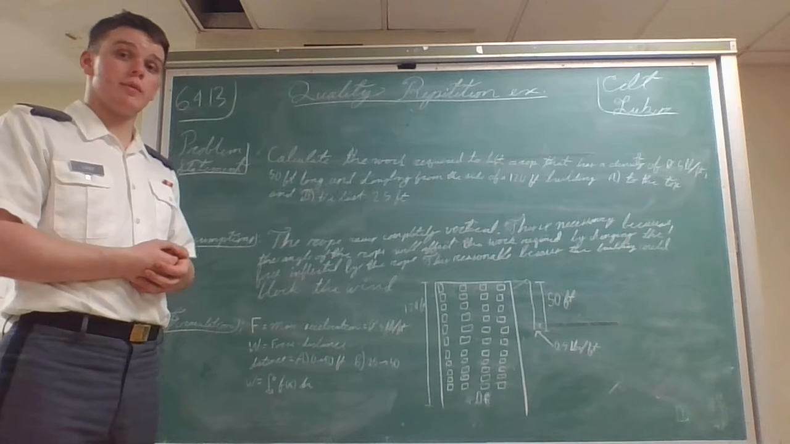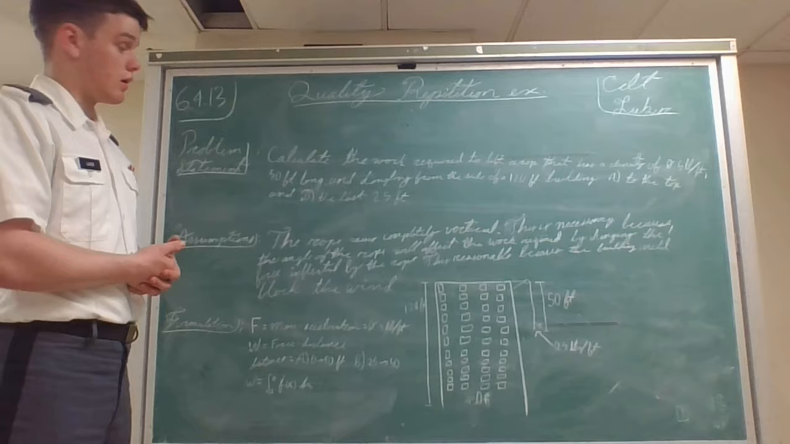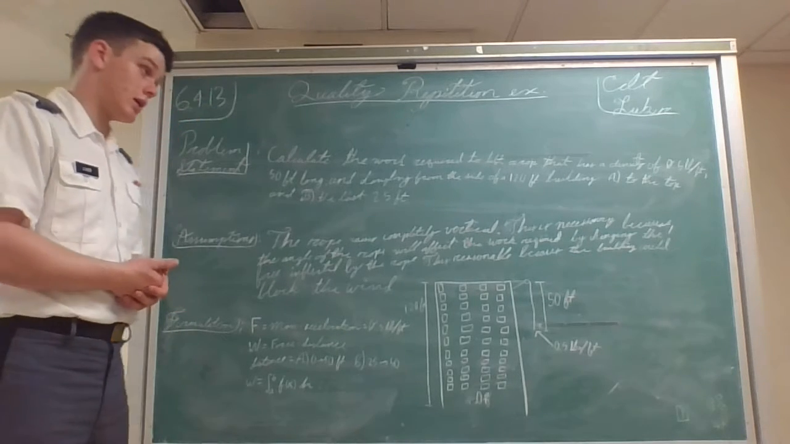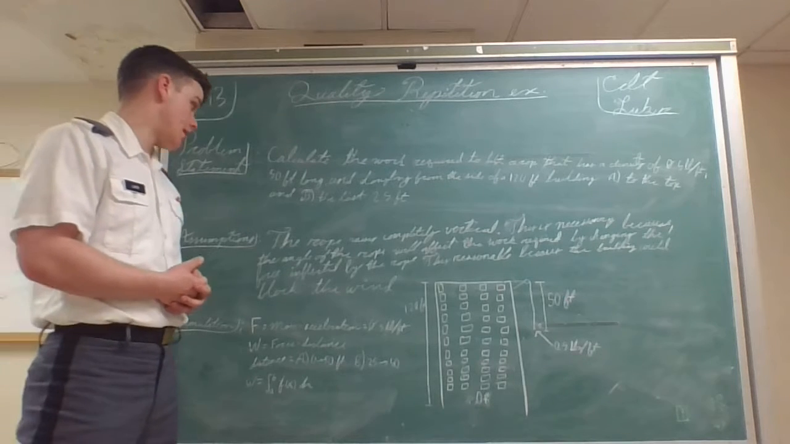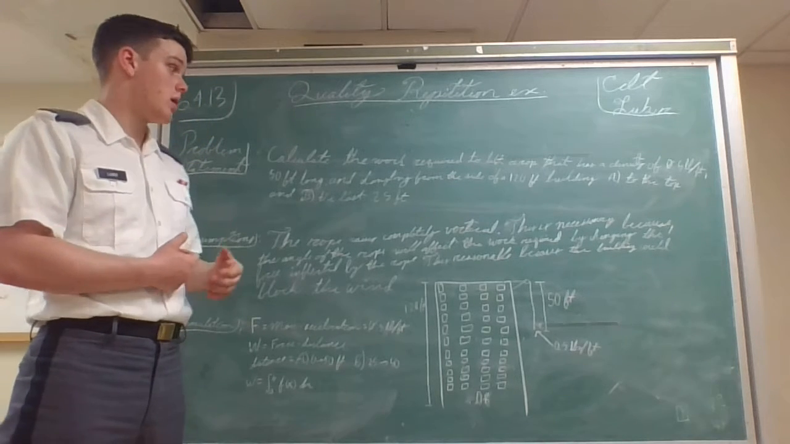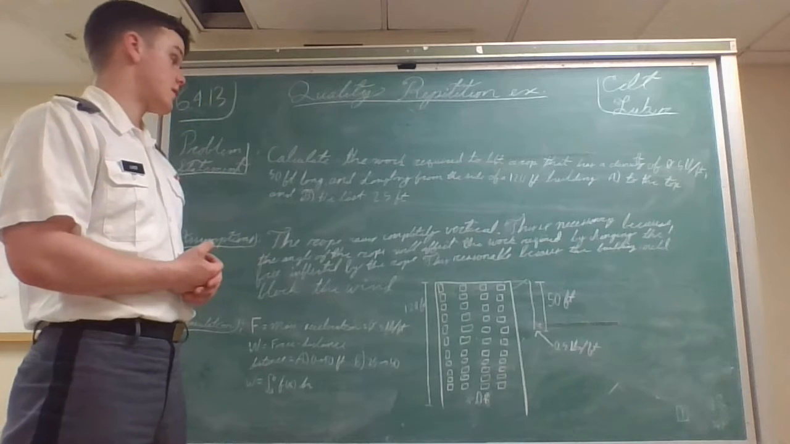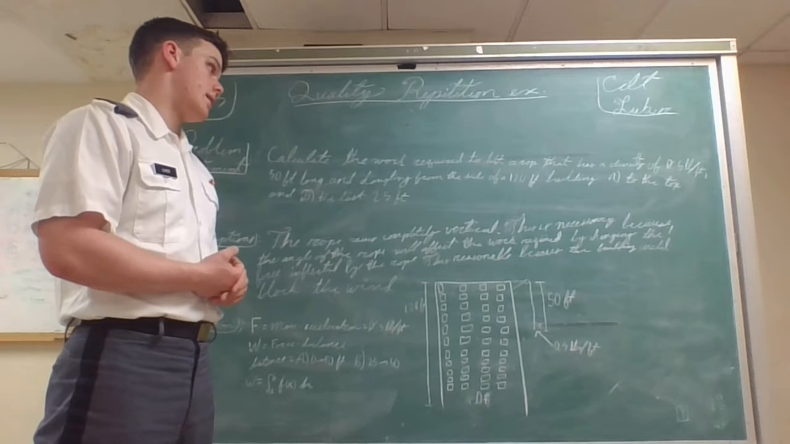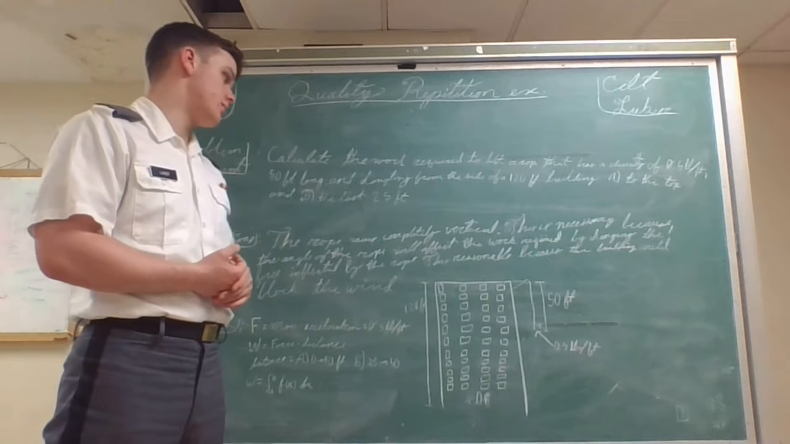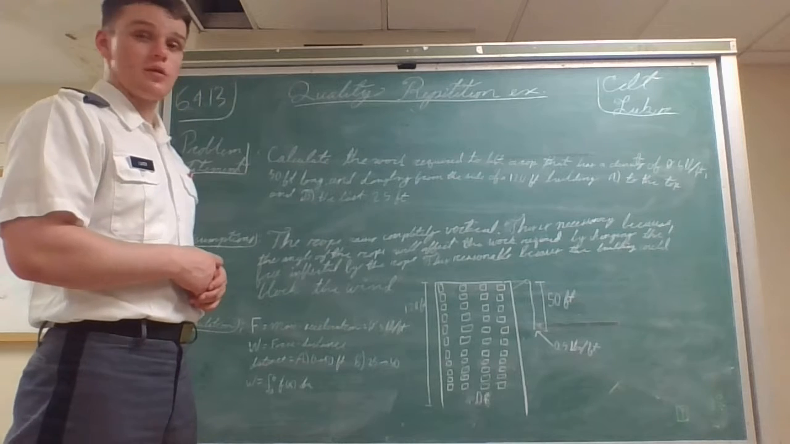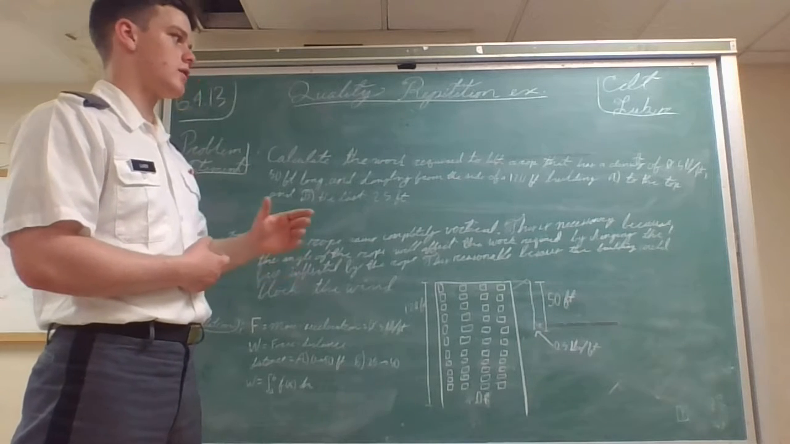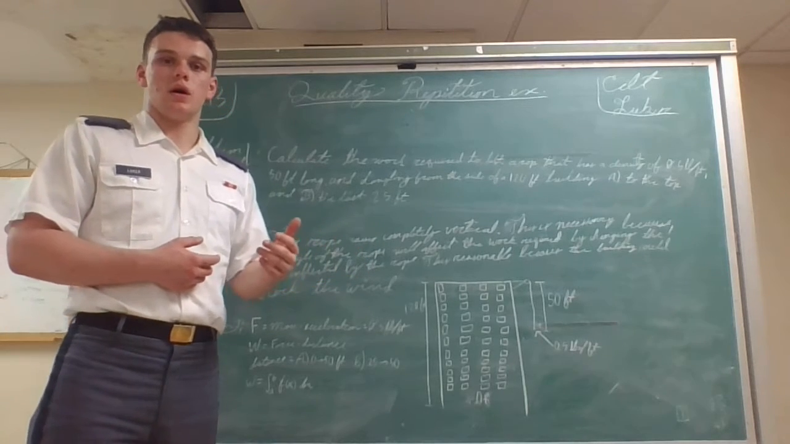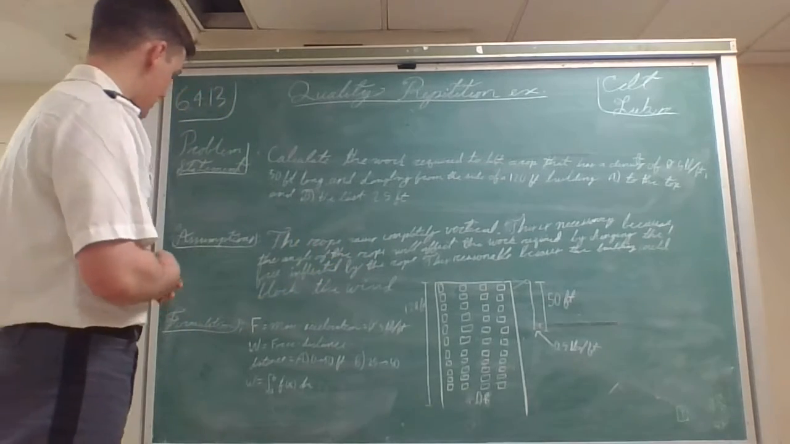The second step of the quality rep is assumptions. It is important for the assumptions that you outline why it is necessary and why it is reasonable to make it a good assumption. For this particular problem, my assumption is that the rope raises completely vertical. This is necessary because the angle of the rope will affect the work required by changing the force inflicted by the rope on a pulling mechanism. This assumption is reasonable because the building could block the wind or any other outside force that would affect the angle of the rope.